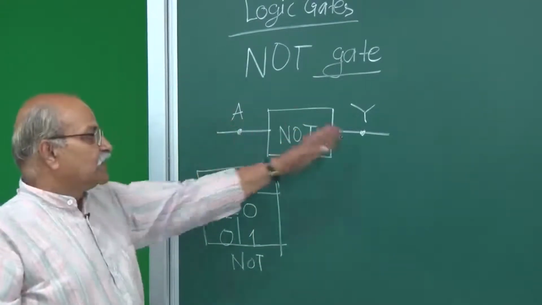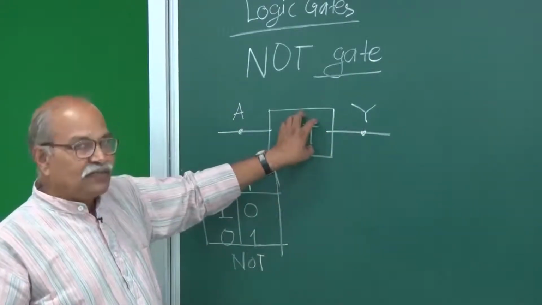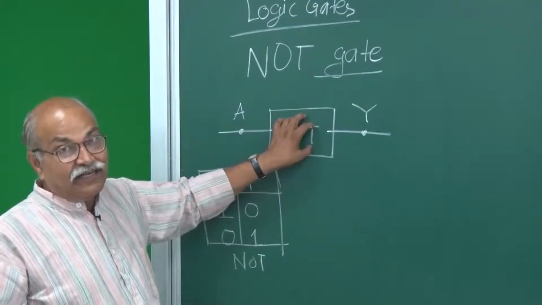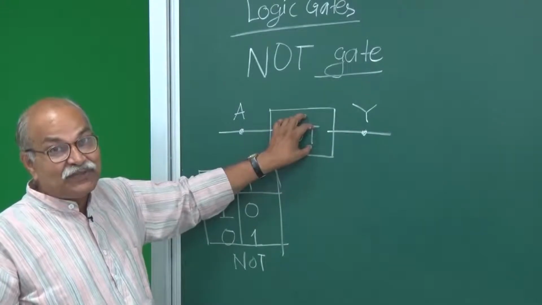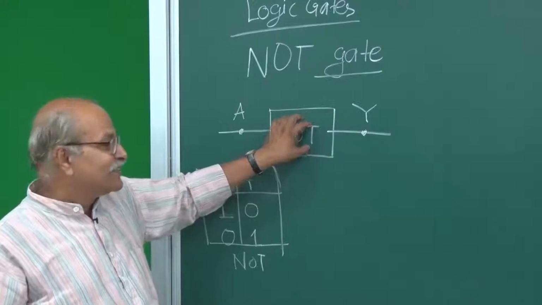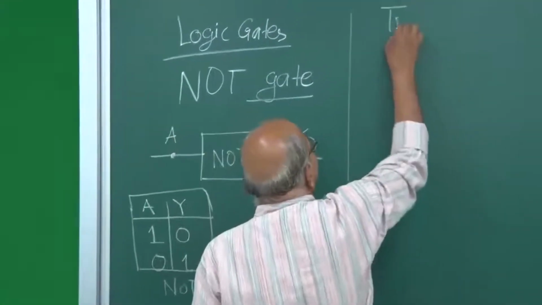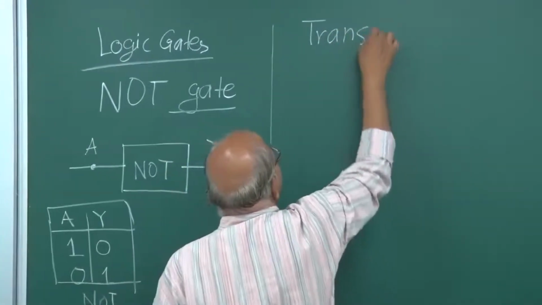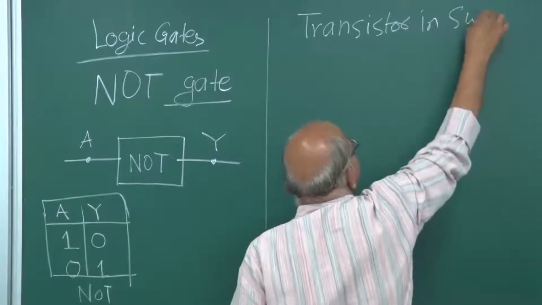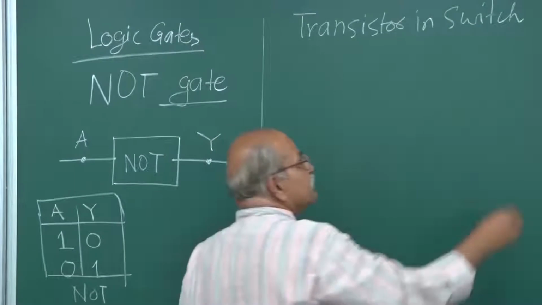So if this is 1, this should be 0. If this is 0, this should be 1. That kind of circuit is known as a NOT gate. And you must remember, we have already discussed this kind of circuit. It's nothing but a transistor in switch mode.